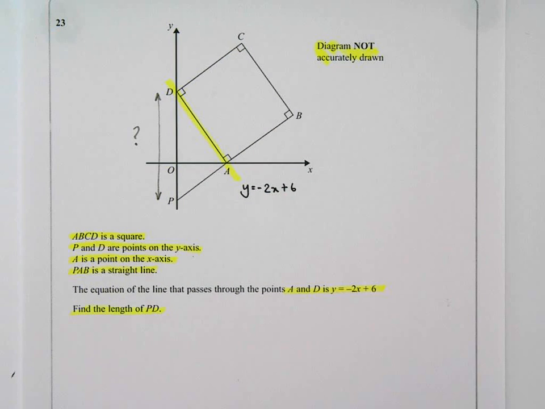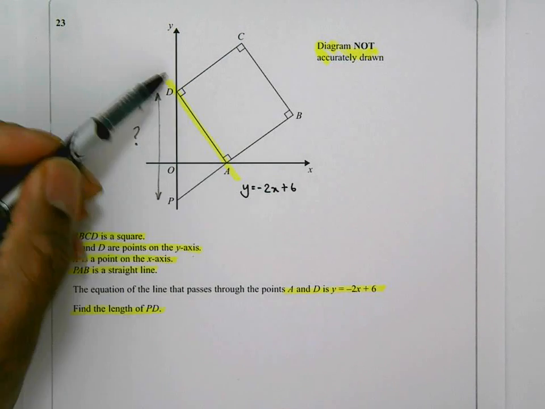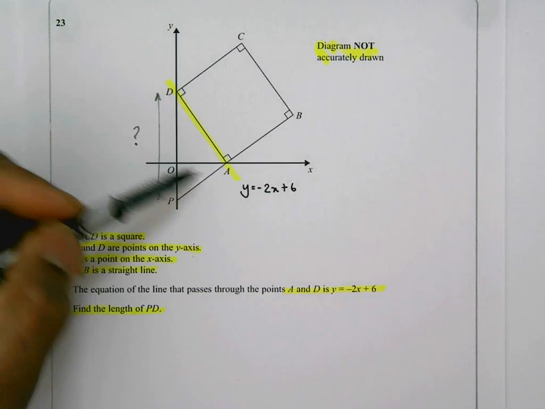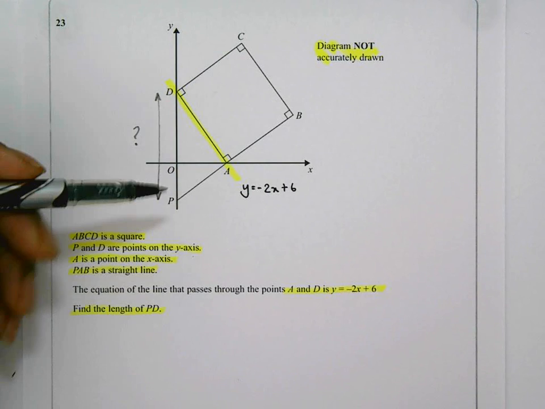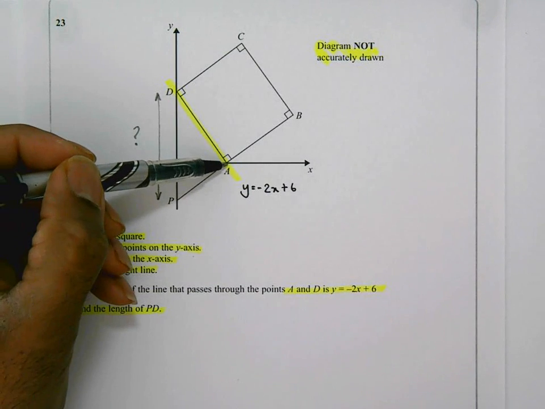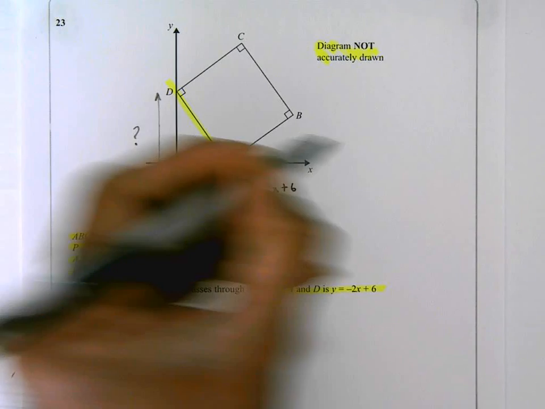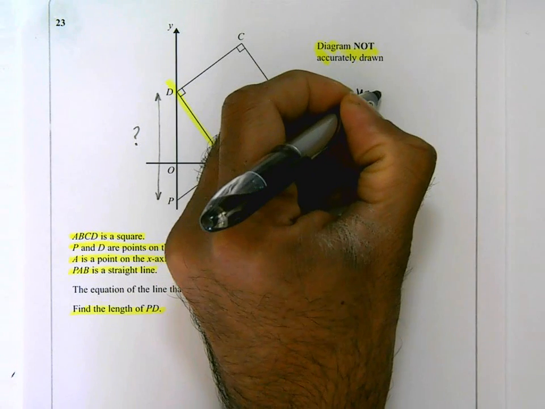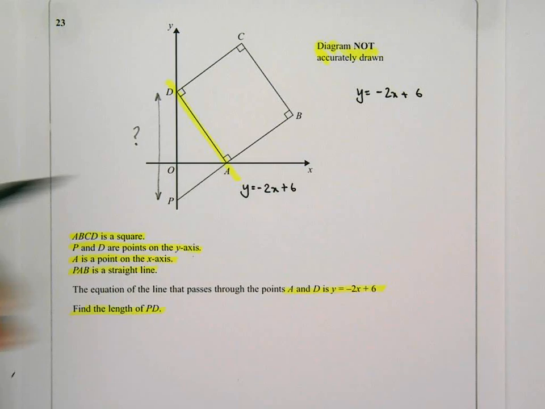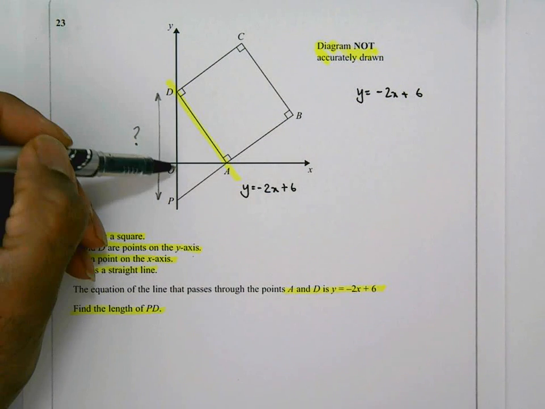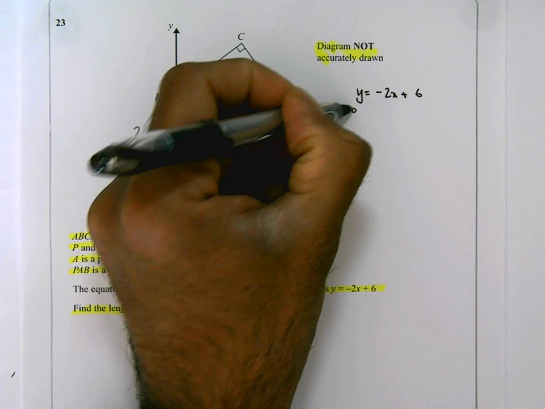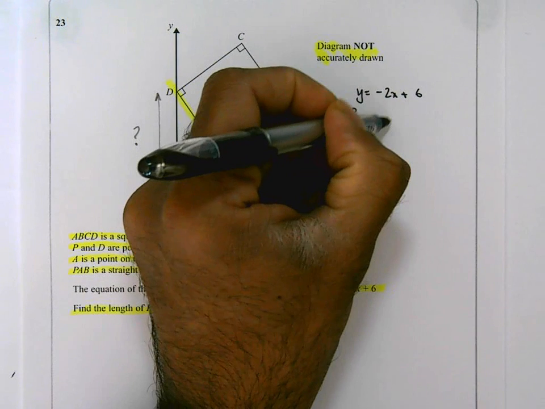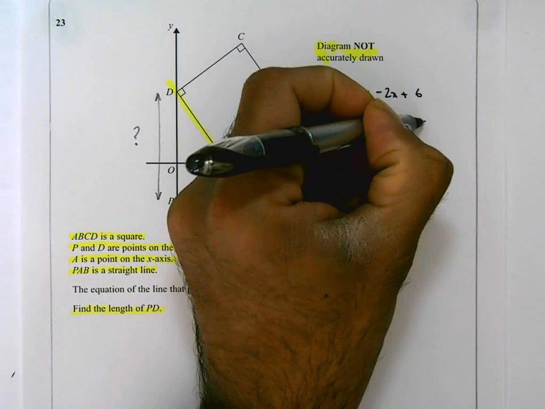Okay, so what do I know? I know the equation of this line. I know this is a square over here, and I know that I want to find P and D. I'm going to try to see if I can work out what A is and what D is. So I've got this equation, y is equal to minus 2x plus 6, and D is on the y-axis. So on the y-axis, x is equal to 0. So when x is equal to 0, y is going to be 2 times 0, which is 0, plus 6. So y is 6.